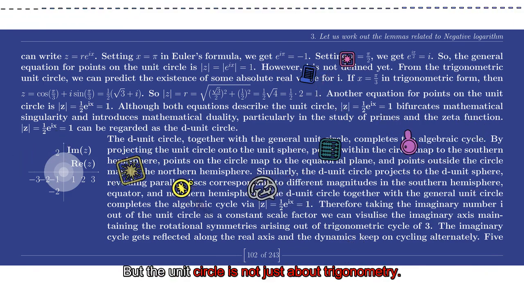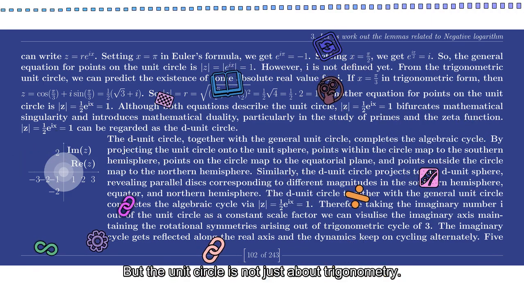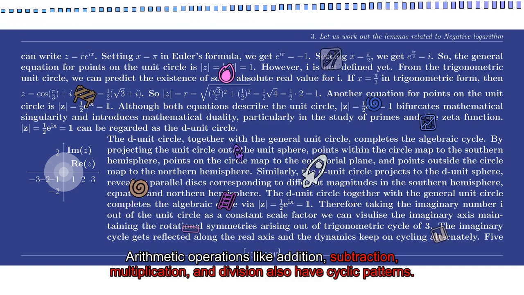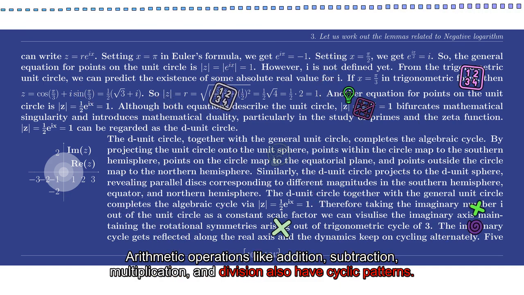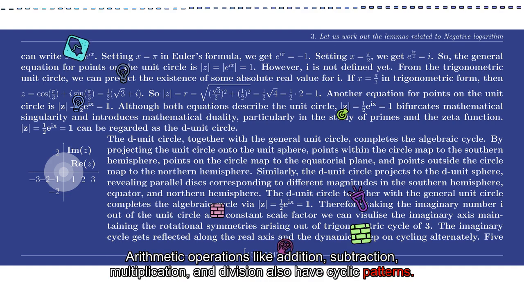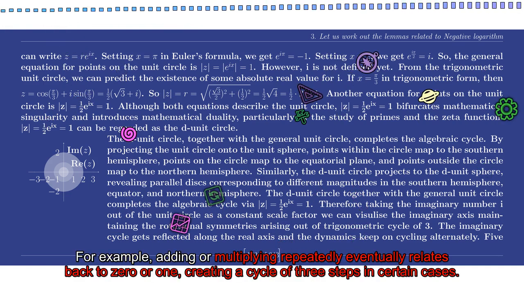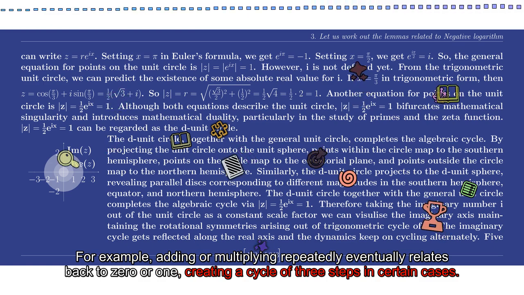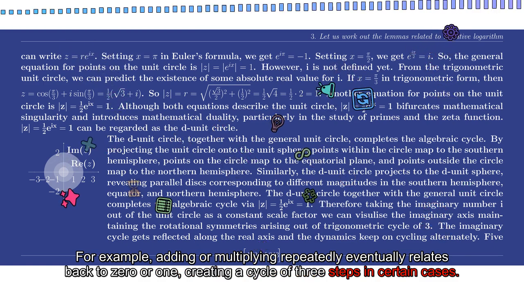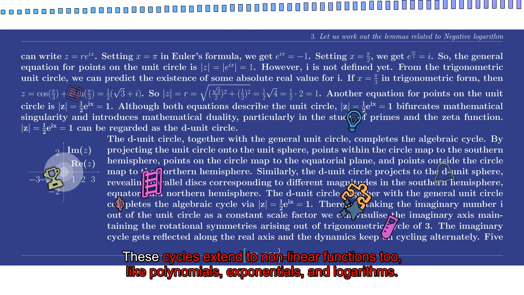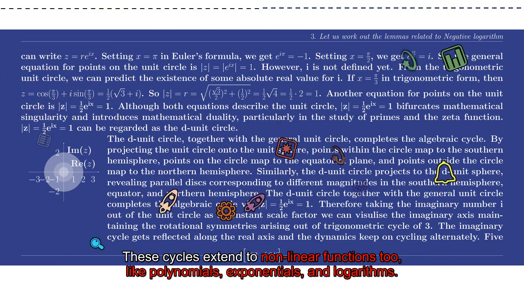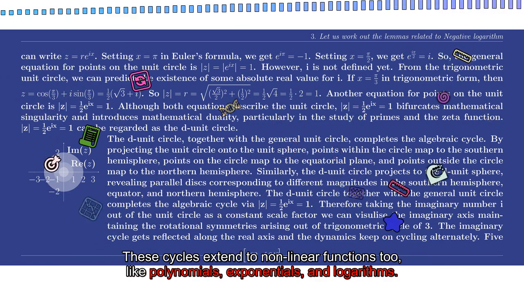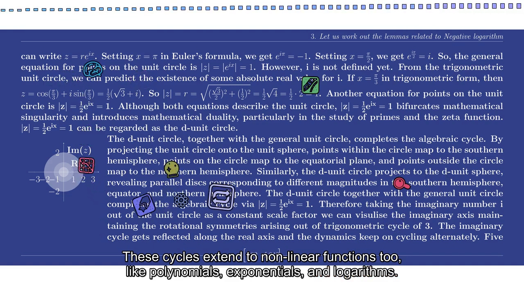But the unit circle is not just about trigonometry. Arithmetic operations like addition, subtraction, multiplication, and division also have cyclic patterns. For example, adding or multiplying repeatedly eventually relates back to 0 or 1, creating a cycle of 3 steps in certain cases. These cycles extend to nonlinear functions too, like polynomials, exponentials, and logarithms.